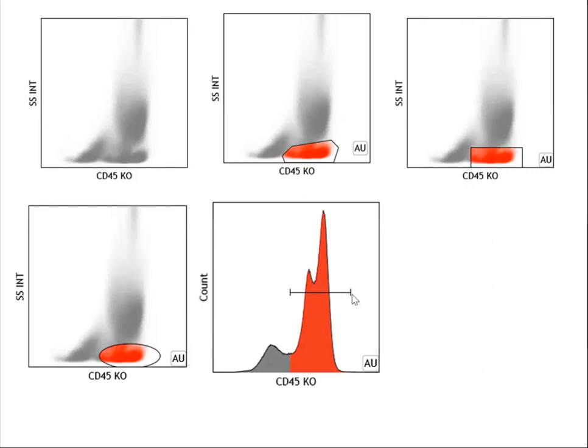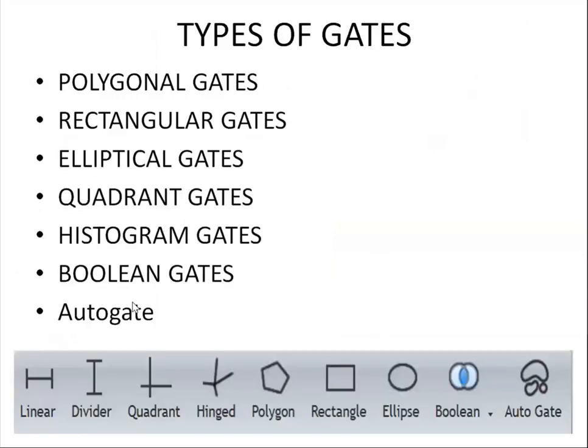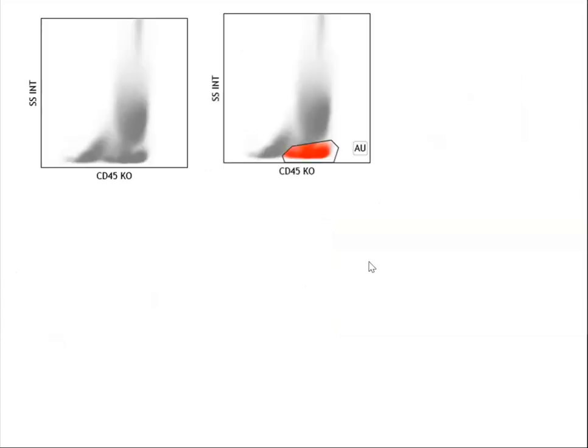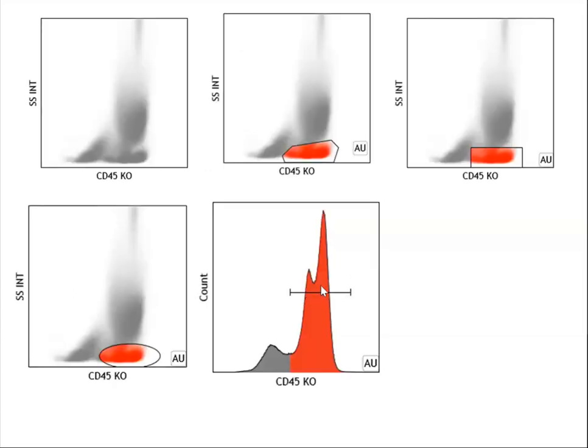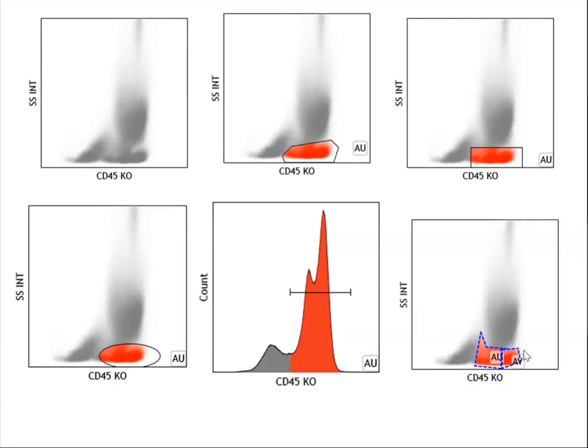Then this is a linear gate, where you select the population in a histogram. In a histogram, you use a linear gate. This is not used in dot plots where there is more than one parameter. Then this is an auto gate, because when I keep the cursor here after selecting the auto gate, that population will be selected directly based on the density. I have not drawn this gate. It has been selected by itself. This is called auto gate. This is software driven.